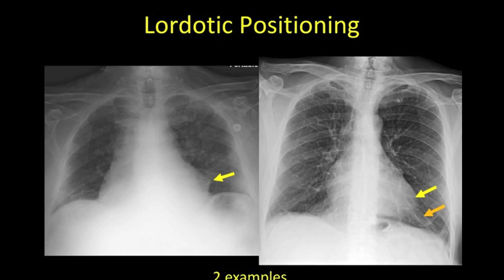We can see that the shape of the cardiac silhouette changes in lordotic positioning. The cardiac apex is lifted off of the diaphragms, which usually overlaps. We can see pericardial fat underneath the left ventricular apex in the lordotic position.